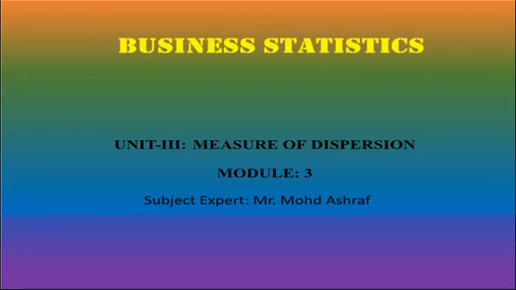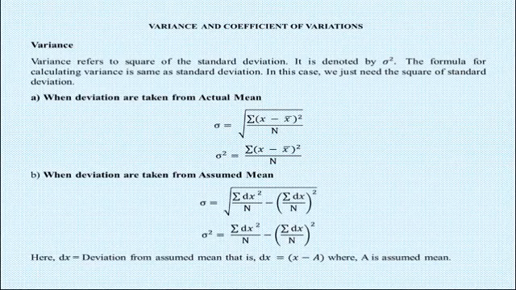Today, we are going to discuss variance and coefficient of variation. Variance refers to the square of the standard deviation. It is denoted by sigma square. The formula for calculating variance is the same as standard deviation. In this case, we just need the square of standard deviation.